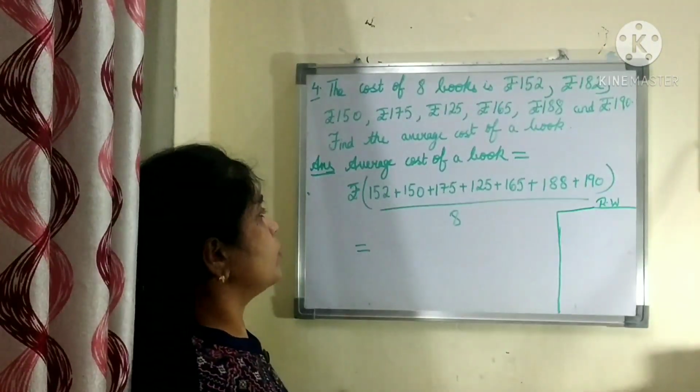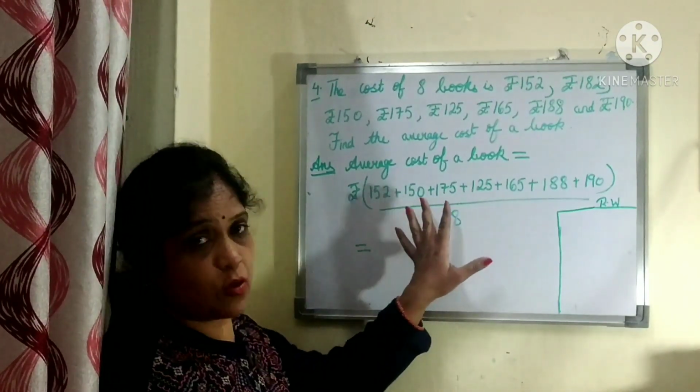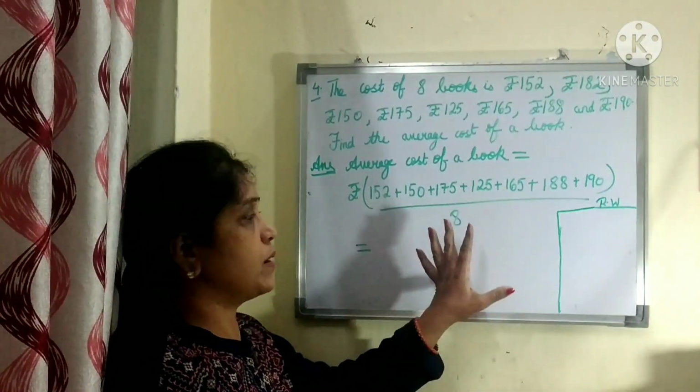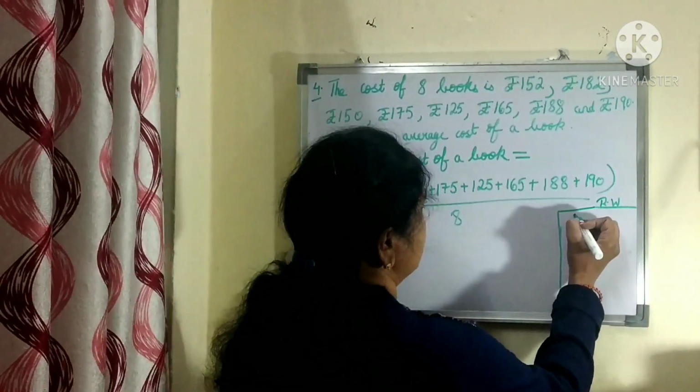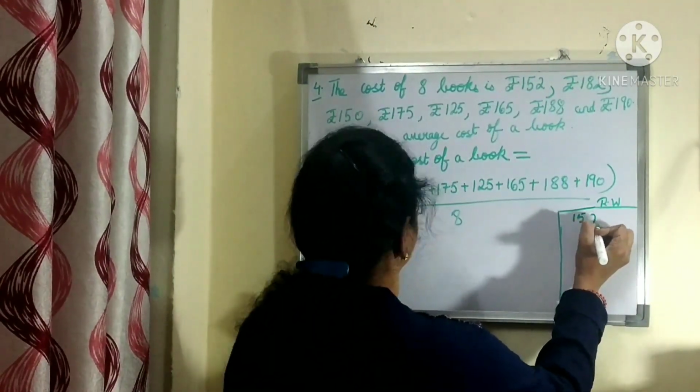So, what we are going to do, average cost of book, we will add the cost of all the books divided by the number of books. Total number of books are 8. So, what we are going to do is, we are going to write 152.